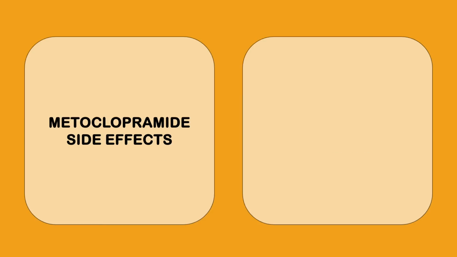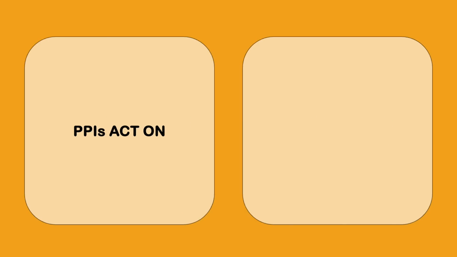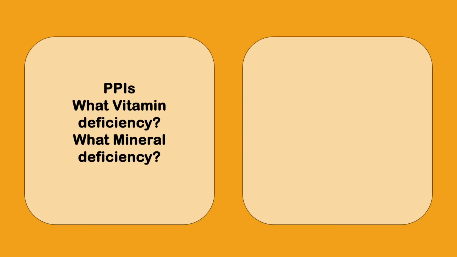Metoclopramide side effects. Yes, this can come in the exam as well. It causes acute dystonia, or we call it oculogyric crisis. PPIs act on what cells? PPIs act on the parietal cells. Parietal cells, so I would remember it as PPPIs, parietal proton pump inhibitors.